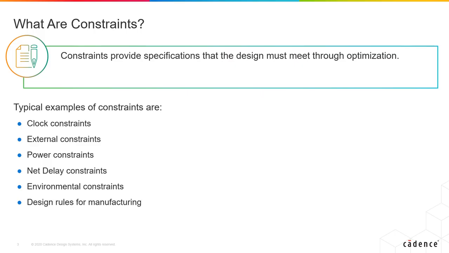So you can have constraints for clocks, external constraints, power constraints, yield constraints, net delay constraints, environmental constraints, and even constraints for design rules for manufacturing. Now, you can use a certain constraint to tell the tool what you need to achieve through these constraints and then, later on, verify the same design through these constraints. So for this course, we will only stick to the timing-related constraints and ignore all the other ones.